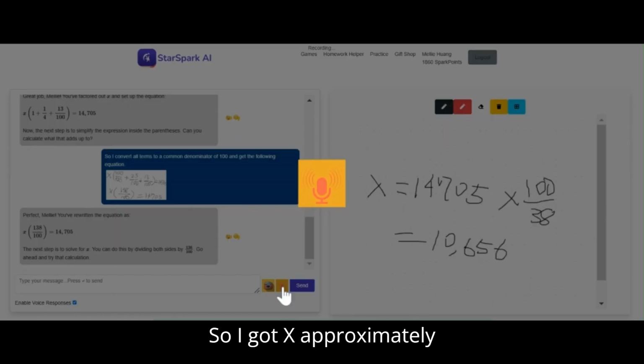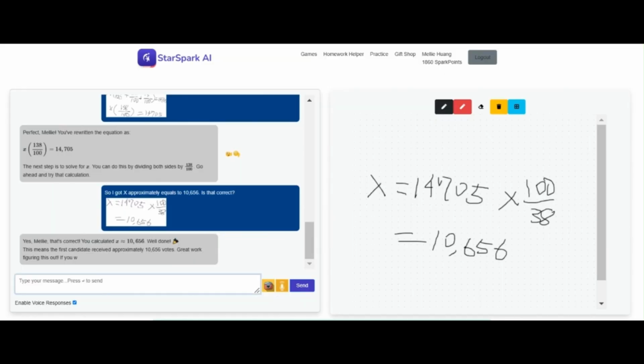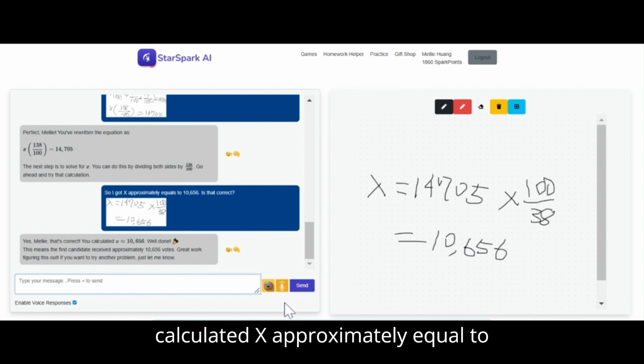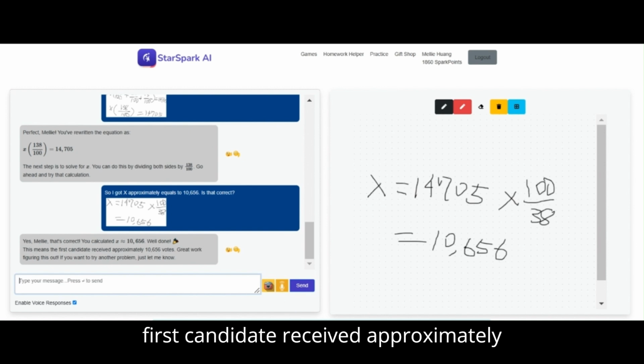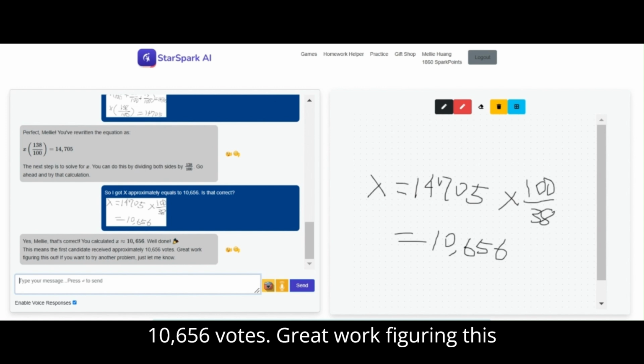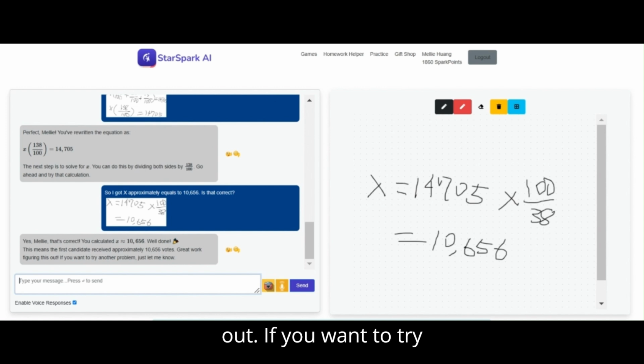So I got x approximately equals 10,656. Is that correct? Yes, Mellie, that's correct. You calculated x approximately equal to 10,656. Well done. This means the first candidate received approximately 10,656 votes. Great work figuring this out. If you want to try another problem, just let me know.